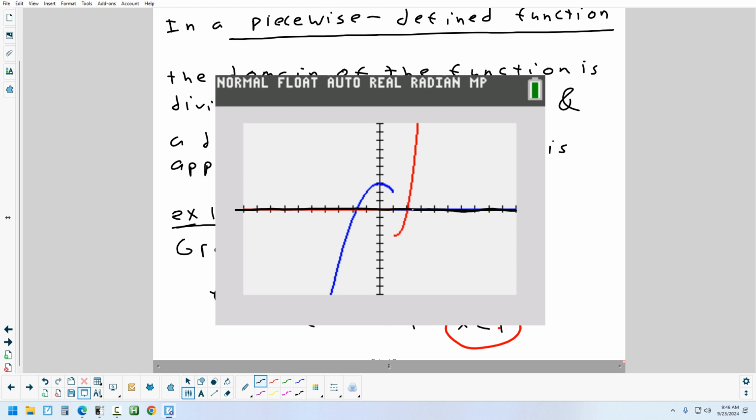So that's called a piecewise function. It's two different graphs drawn at the same time. Sometimes these pieces line up and connect, sometimes they don't. In this case, they don't. Any questions on doing that on the calculator? Where to find inequalities, anything like that? All right, so that's pretty much everything in 1.3.